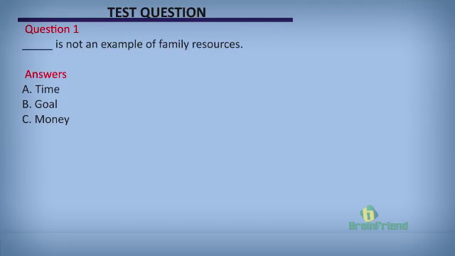Okay, let's answer some questions. Question 1. Dash is not an example of family resources. A. Time. B. Goal. C. Money. The correct answer is B. Goal is not an example of family resources. Examples of family resources are time, money, abilities, skills, and so on.